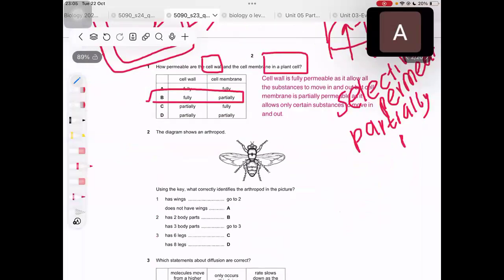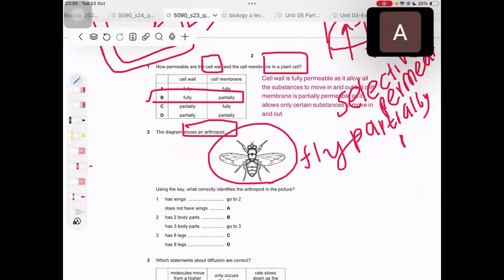Right. 2. The diagram shows an arthropod. When we look at this diagram, we know that this is a fly. Let's go through the answers. Using the key, what correctly identifies the arthropod in the picture? First one: has wings, go to 2. We know the fly has wings. We can see that in the picture. Therefore, let's move on to number 2: has 2 body parts. Because we have moved to part 2, we can cut off answer A and move on to part 2. They have said it has 2 body parts.